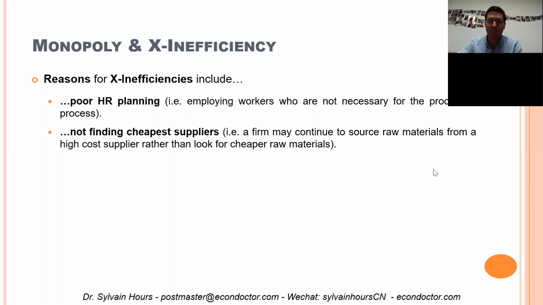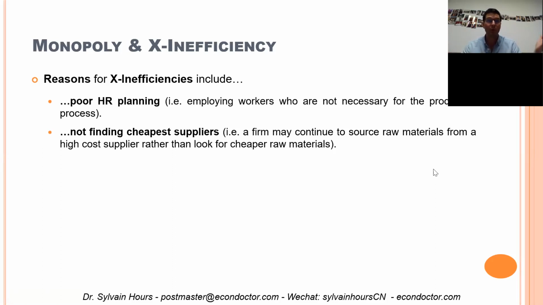This could be that the business is not making efforts to find the cheapest supplier. Perhaps this big company has been working with the same supplier of raw materials for some time, for 5 years. And even though this is not the cheapest supplier, this monopolist makes the decision to keep working with this supplier. And as you can imagine, this is something that might not be possible in perfect competition.